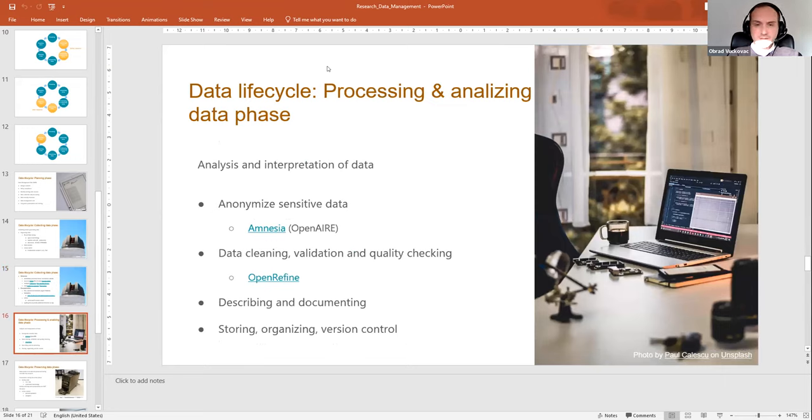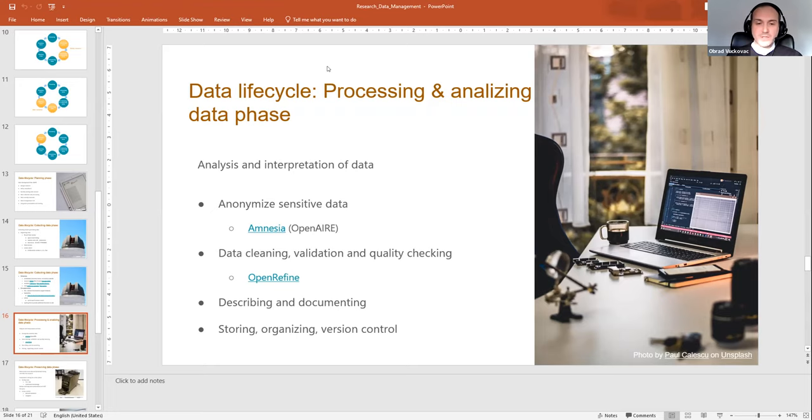During the processing and analyzing phase, this is something that is more oriented to researchers, but there are some things that you can consider and explain to your researchers, like anonymization of sensitive data. They can use some free tools like Amnesia by OpenAIRE, but also tools that are ready for data cleaning and quality checking, validation. OpenRefine is a nice tool, and you can have separate workshops on this topic. It can be a very useful tool.